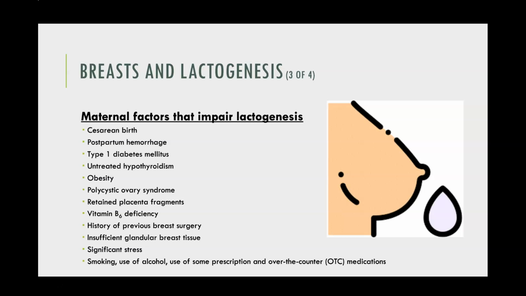There are medications that we can give to moms to help them increase their breast milk supply. One of those specifically is Reglan. It's sort of an off-label use, and it can help increase milk supply.